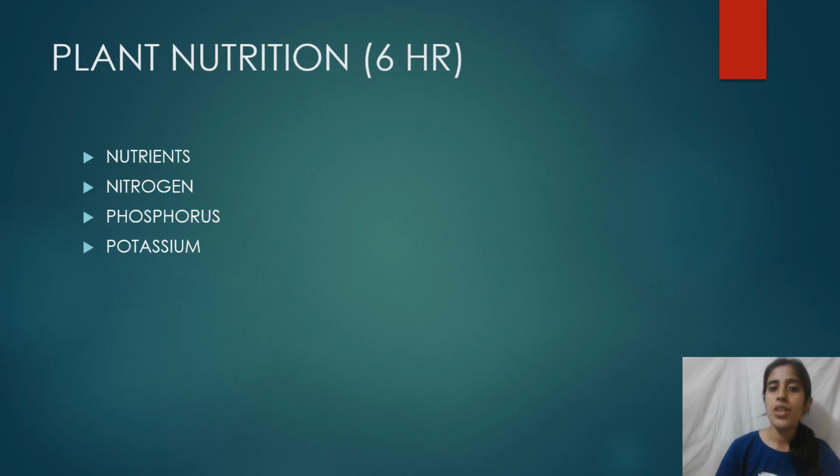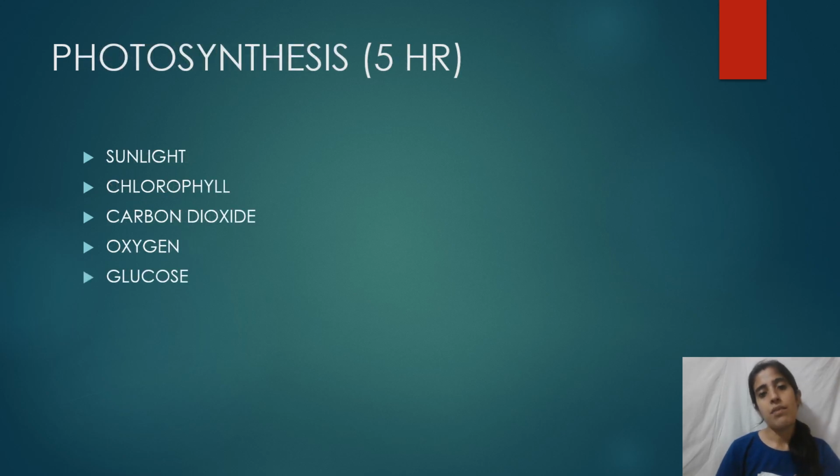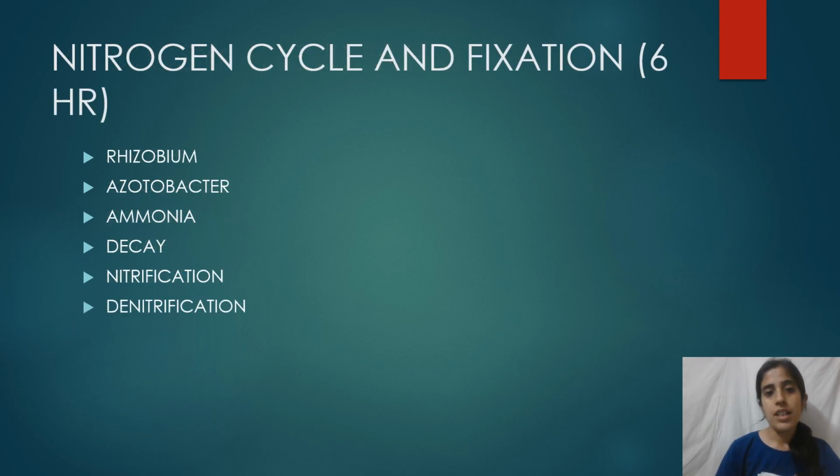Next is plant nutrition. We have discussed in 6 hours nutrients: nitrogen, phosphorus, potassium. Next is photosynthesis. We have discussed in 5 hours sunlight, chlorophyll, carbon dioxide, oxygen, glucose. Next is the nitrogen cycle and fixation. We have taken in 6 hours rhizobium, azotobacter, ammonia, decay, and nitrification and denitrification.